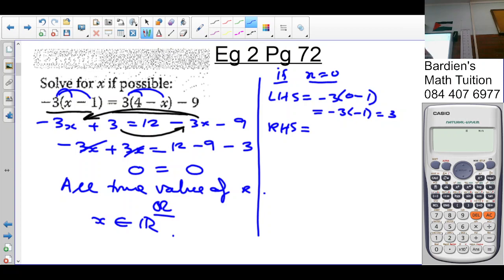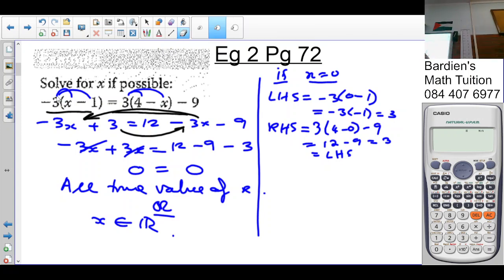Let's go with the right hand side. The right hand side is going to be 3 into 4 minus 0, minus 9. 4 minus 0 is 4. 3 times 4 is 12. 12 minus 9 is 3, which is equal to the left hand side. You see that, people? Choose another value. 7. Okay. If x is equal to 7.